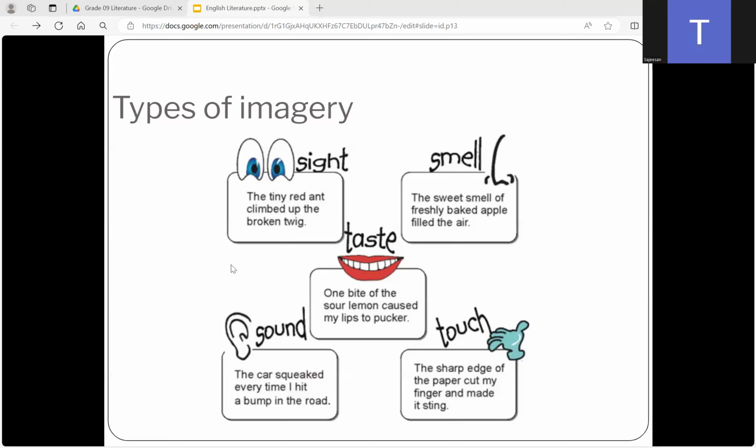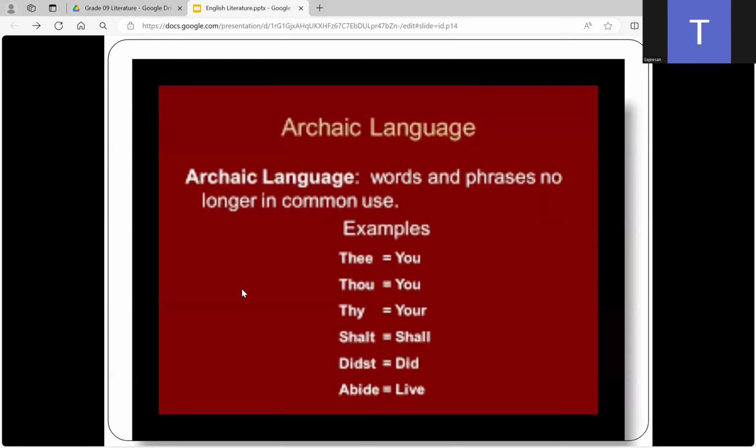So these are some examples for giving you some idea about the use of imagery. Okay. Any doubts for you? Any doubts? No. Okay.